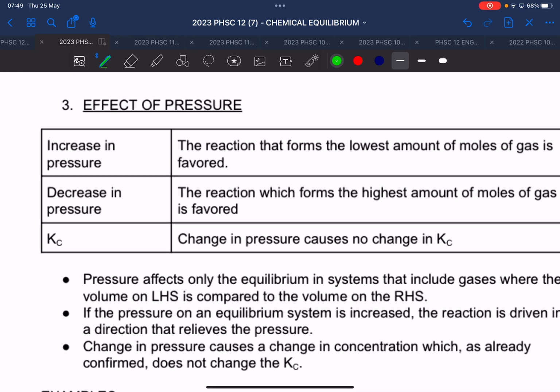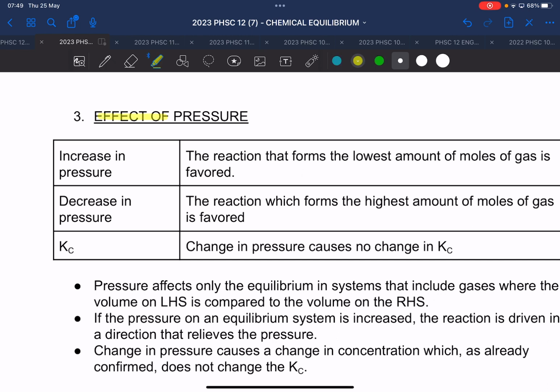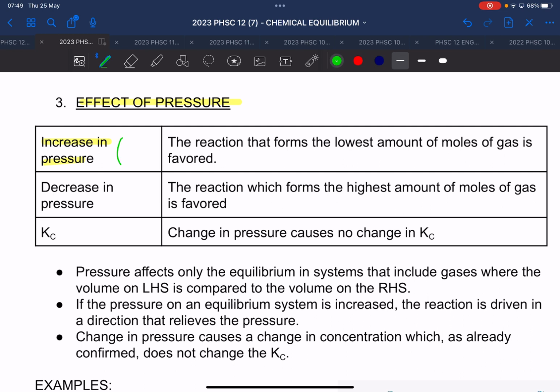Anyway, all right, so let's see the effects of pressure. If we increase the pressure, and that's the same as if you decrease the volume, then the reaction with the lowest amount of moles will be favored, because it takes up a smaller space. And if we decrease the pressure, meaning we increase the volume, make it bigger, then the reaction with the highest amount of moles will be favored.